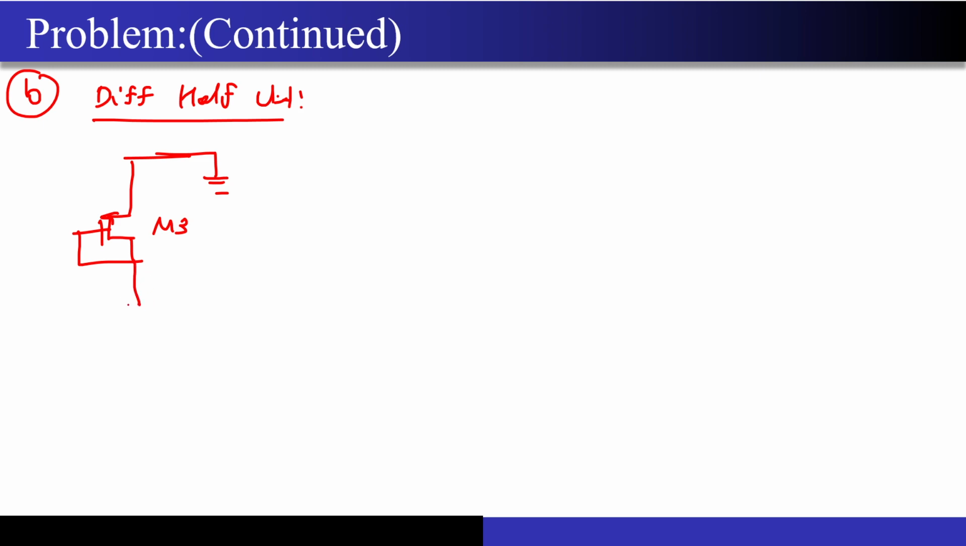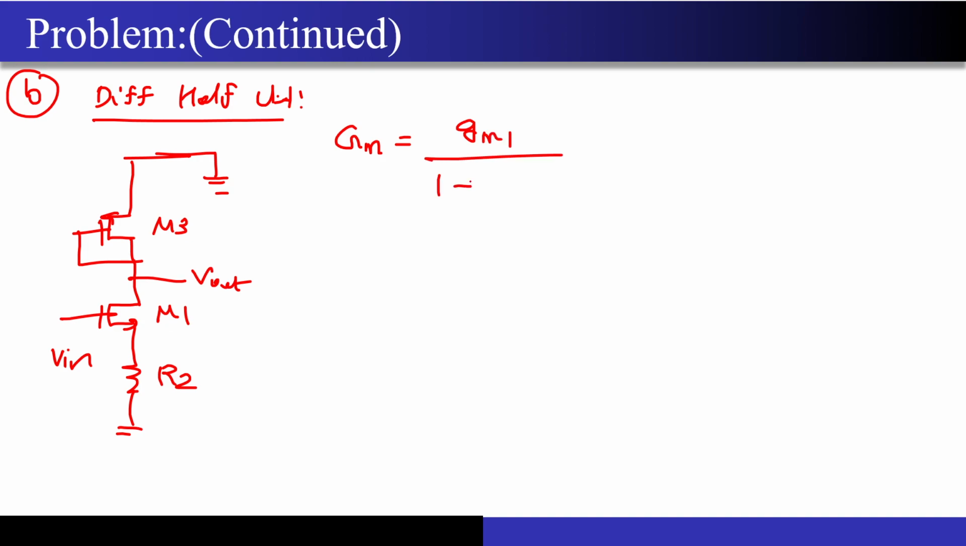So this is M3. Then you have M1 over here. Then I have the RZ resistance that was there. And since I am drawing the differential half circuit, the resistance of the tail current source does not matter because it gets short circuited anyhow. This is VN and now this is V out. Now again we will do the GM. What is the GM of this circuit? Again GM1 upon 1 plus GM1 times RZ.